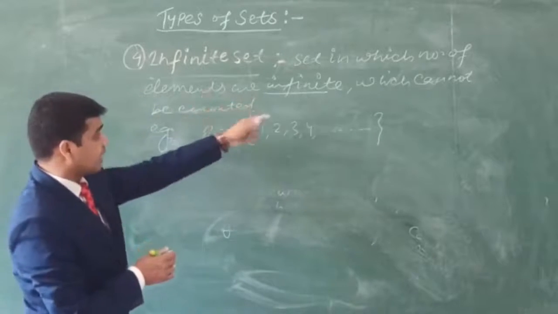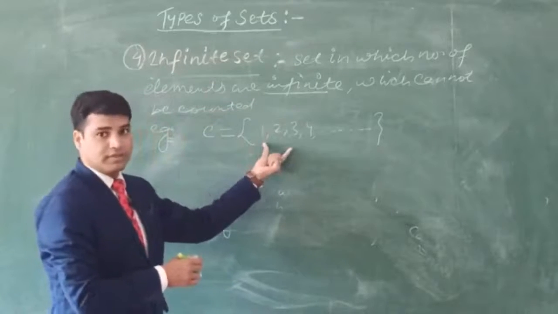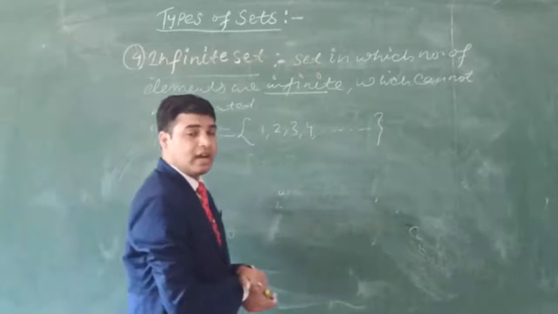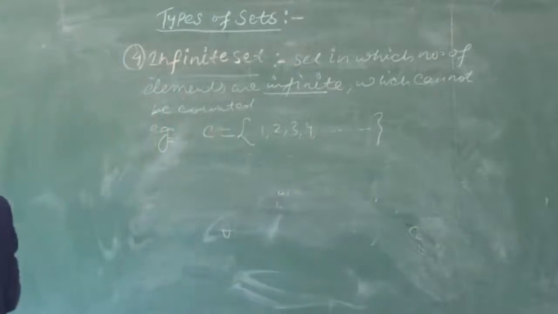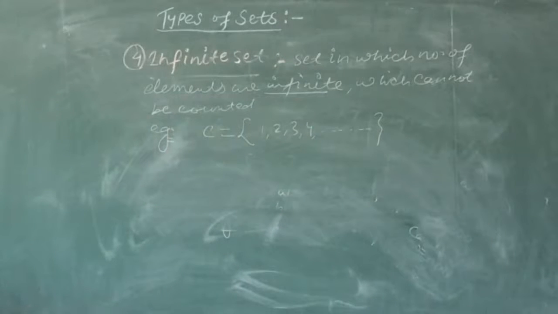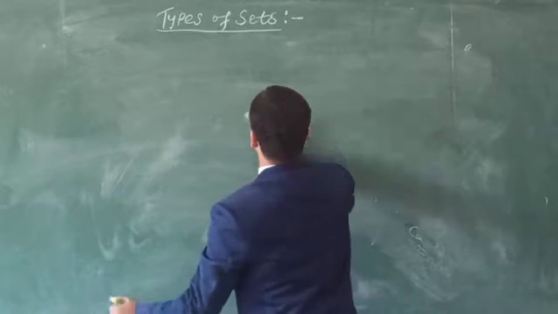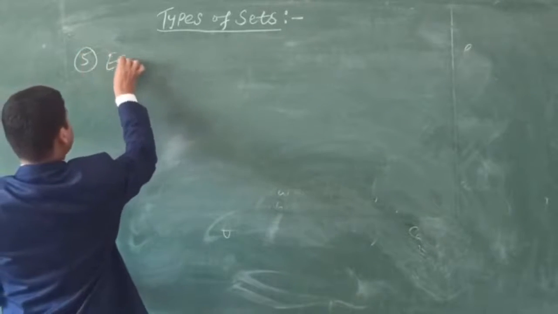Set in which the number of elements are infinite. See, this number of elements are infinite. Okay, which cannot be counted. Yes, we can't count here. That's why it is called infinite set. Next is equivalent set and equal set. Both are very important. Okay, equivalent set. Next is equivalent set, fifth number, equivalent set.